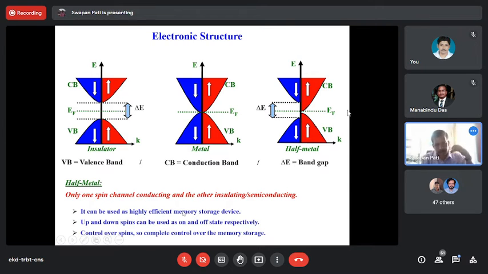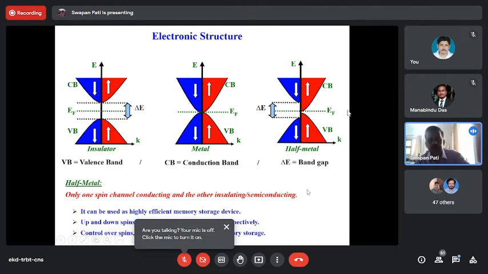In fact, it can be used as a highly efficient memory storage device. Up and down spins can be used as on and off states respectively. Control over spins, so complete control over the memory storage one can have if you have these half metallic systems.